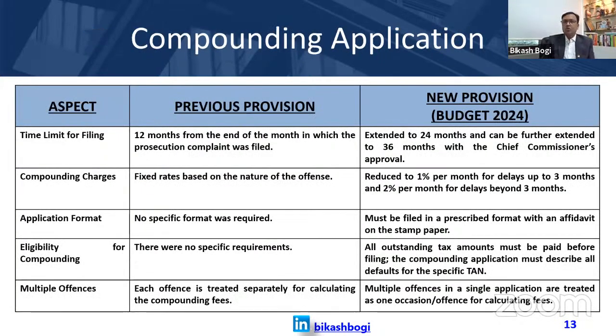Compounding. So what is compounding? As per my previous slides where I've explained that earlier, when there was a delay in payment of TDS and where the TDS department felt that they should initiate prosecution proceeding against the deductor, then they were issuing notices under section 276B for prosecution.